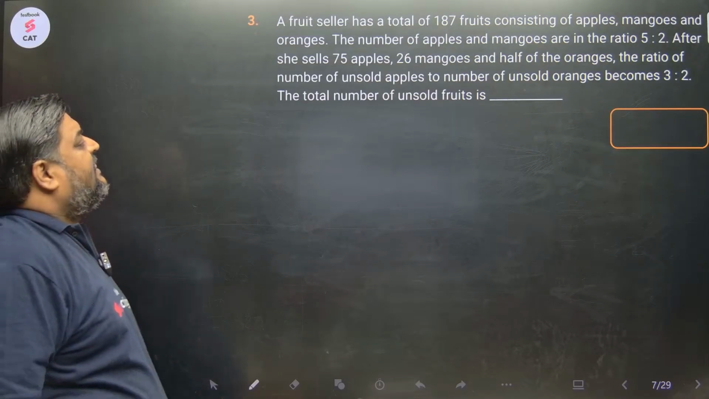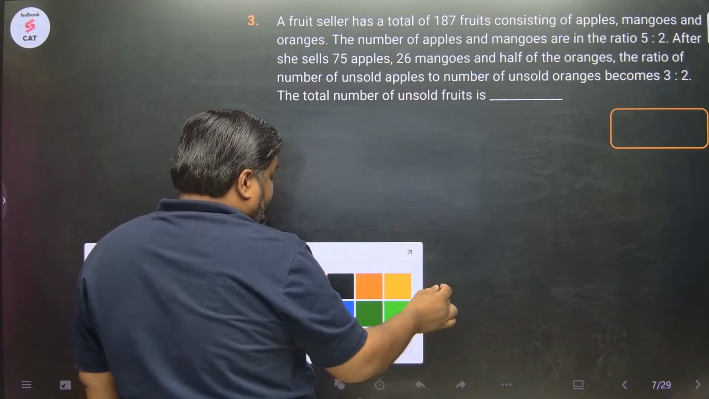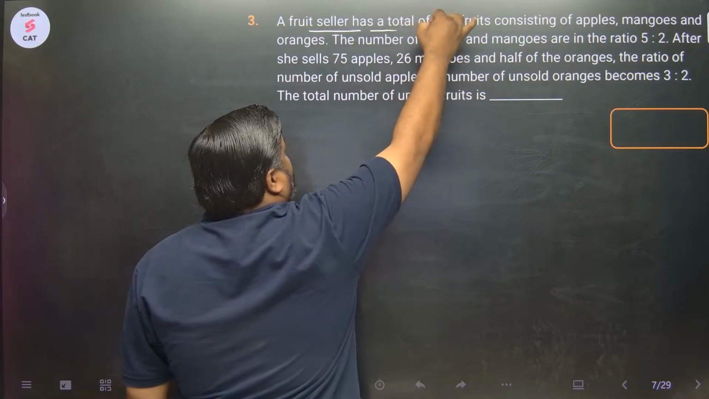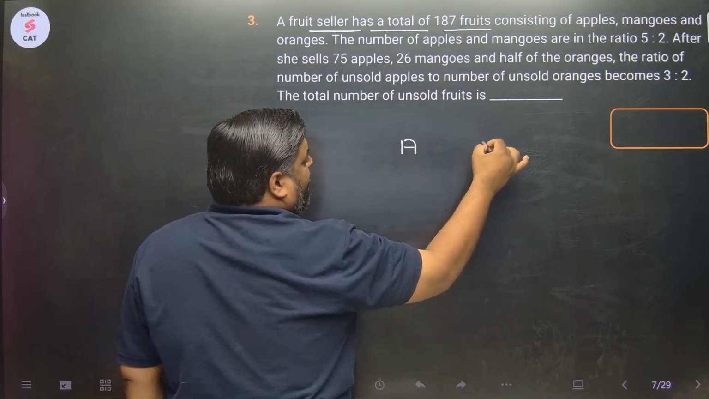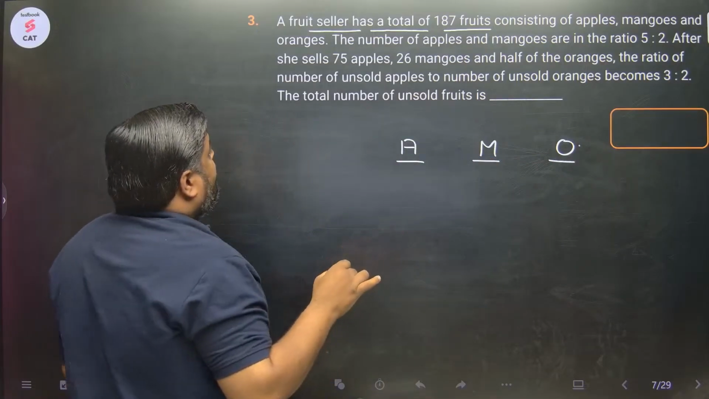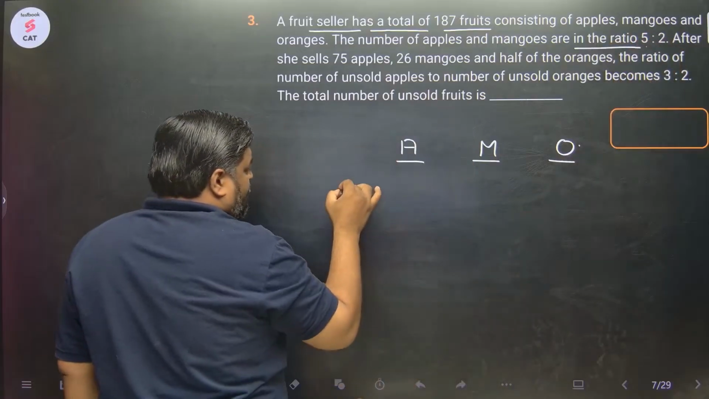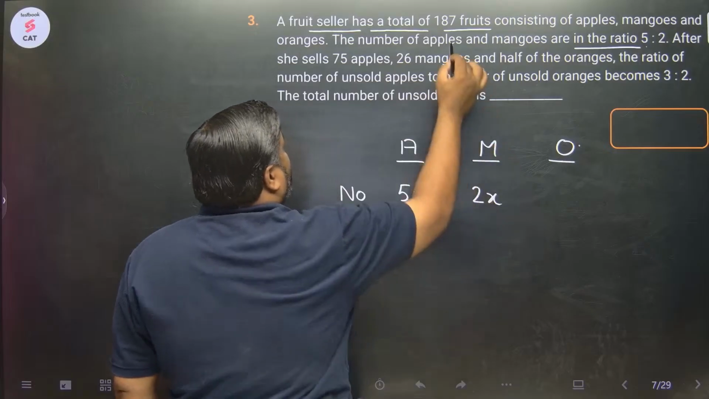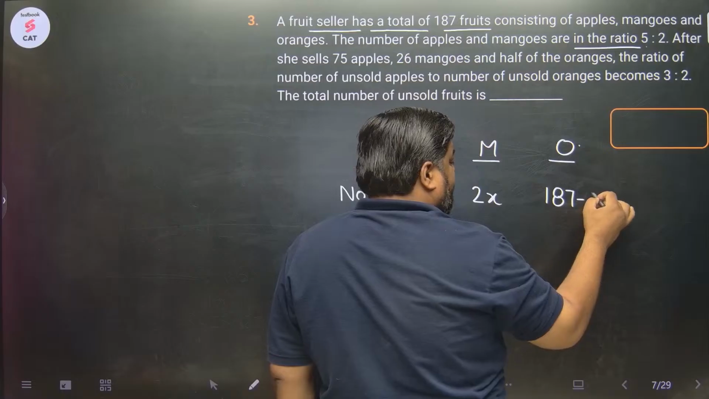चलो next question. अच्छा ये question तो हम लोगों ने कुछ दिन पहले class में भी करा था. We have done this question couple of days back in our class. A fruit seller has a total of 187 fruits. Consists of apples, mangoes and oranges, right? The number of apples and mangoes are in the ratio 5:2. So 5x and 2x. And there are a total of 187 fruits. So oranges would be 187 minus 7x.